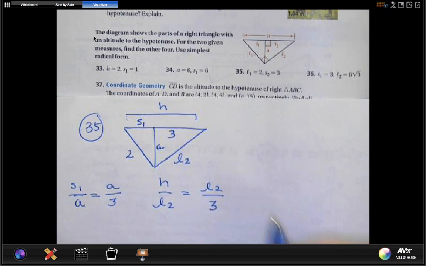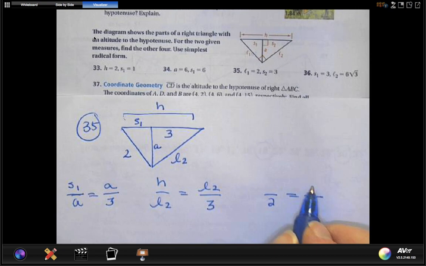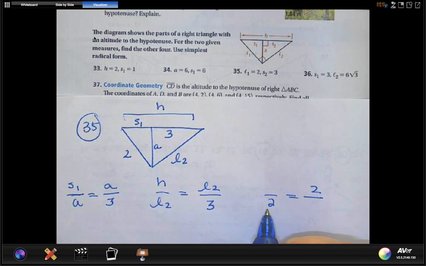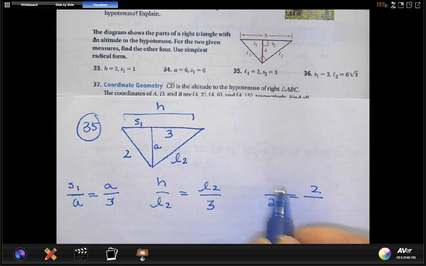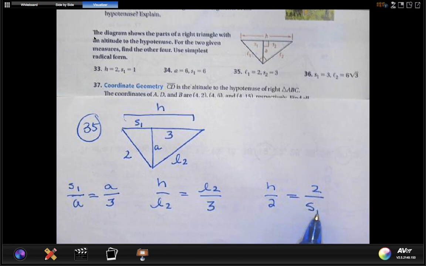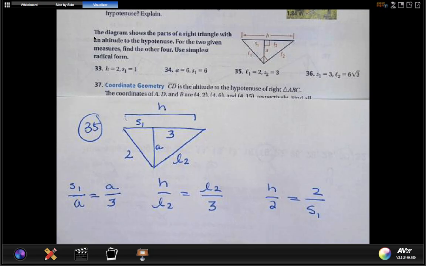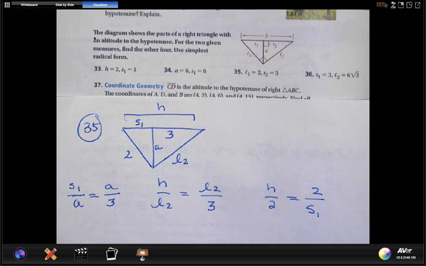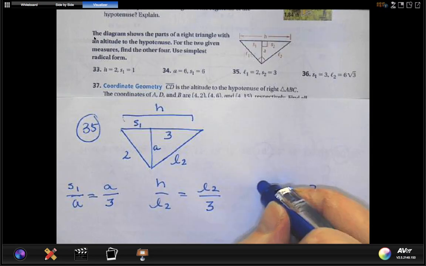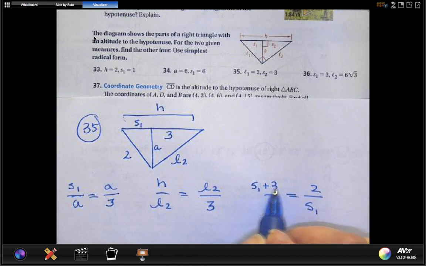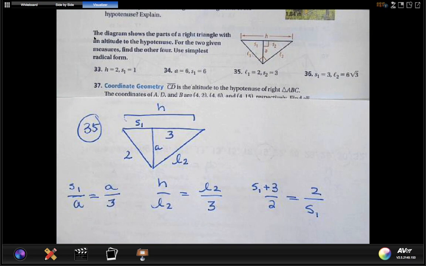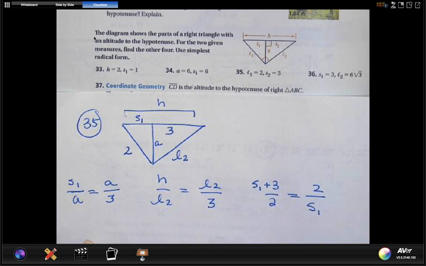So how about I start with this 2? So 2 is a leg. So the leg is the geometric mean of the whole hypotenuse and then the adjacent segment. Well, rats. Still have a little bit of a problem here, right? Because I have 2 variables. But I can rewrite the hypotenuse as S1 plus 3. So now I just have one variable. So I can actually solve this now.